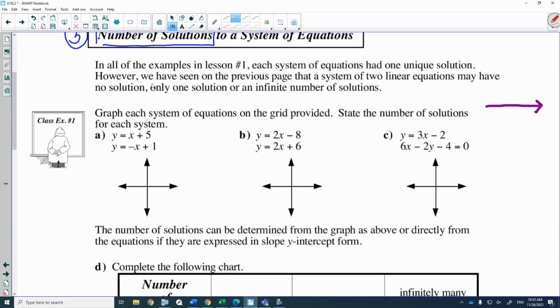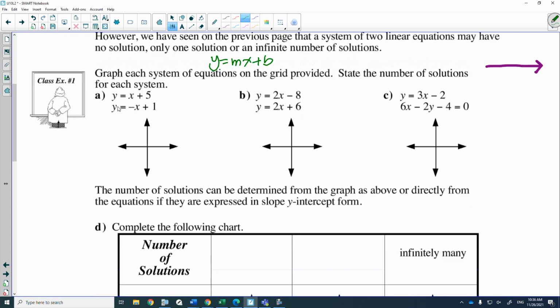So let's look at these 3 examples. The nice thing about these 3 examples, at least these first two, is they're all in the form of y is equal to mx plus b. Because remember, in order to do this, we need to always be in that form, slope y-intercept form. So let's label these two systems. We're going to do this example on our calculator, but then every other example, we actually don't even need our calculator once you understand the three cases.